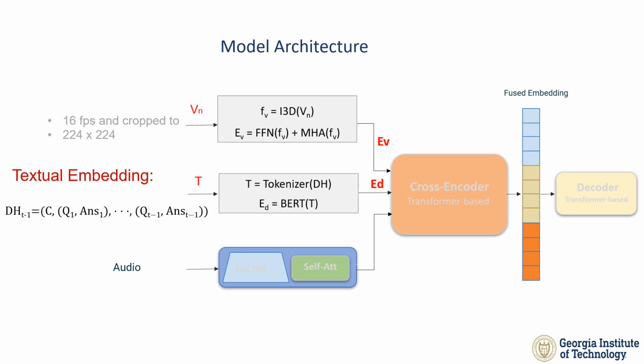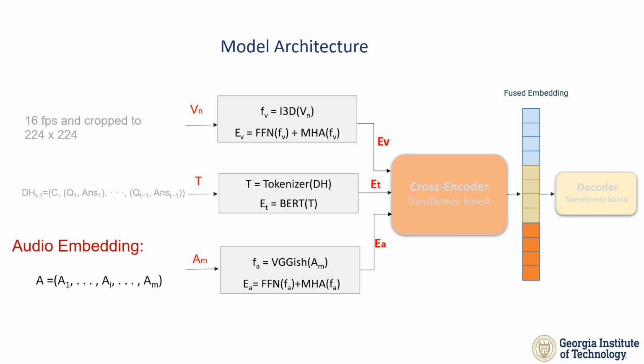For the textual data, all the input texts, the dialog history, the caption, the question, and the answers are concatenated to form one single long string. All the words in this input string are tokenized using the WordPiece tokenizer, and the special tokens, classification and separation tokens, are added to the input sequence. The tokens are then fed into a pre-trained BERT encoder to generate the text embedding.